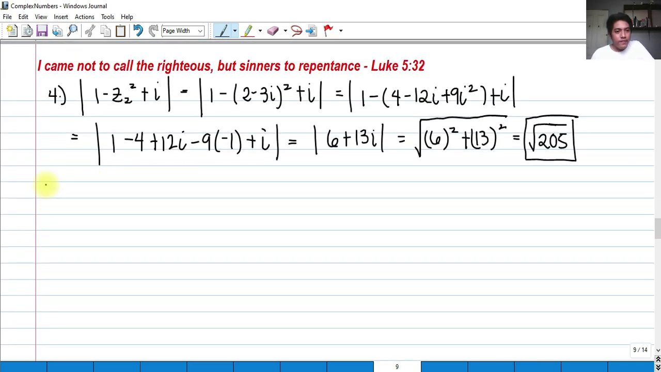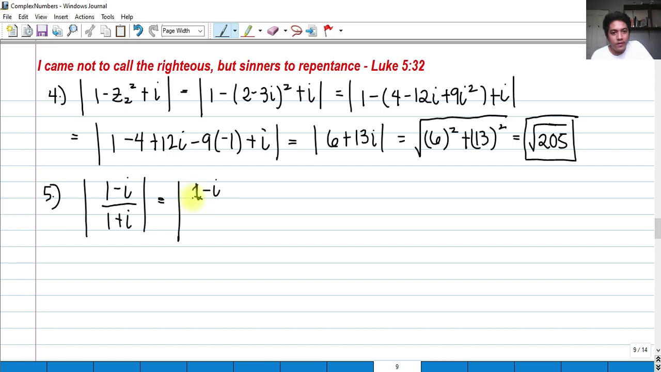So for number 5, let's try another problem. The only way for you to get better in this topic is to actually solve as many problems as you can. The modulus of 1 minus I all over 1 plus I. So still, we need to simplify this to eliminate the I in the denominator by multiplying this whole term by its conjugate. So we have 1 minus I.